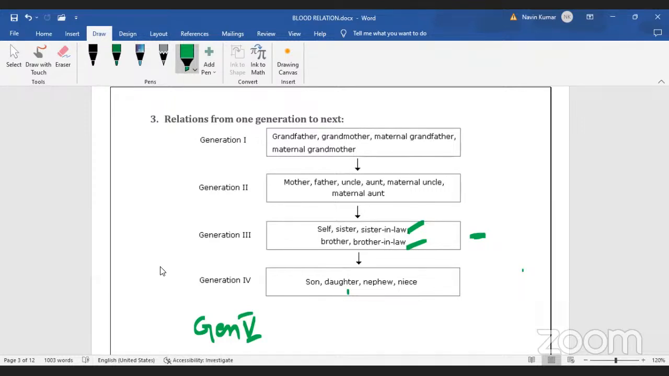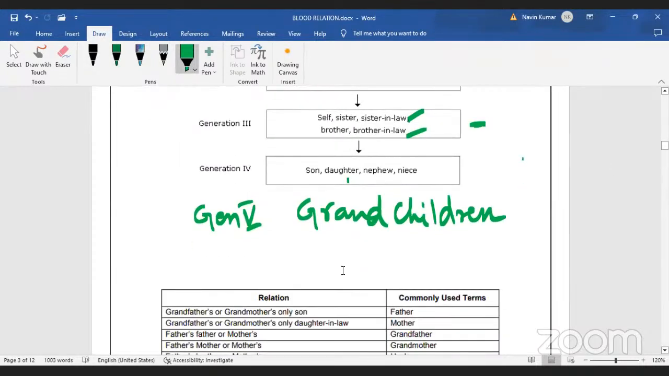Tell me what will be in generation 5. What should I write here? Grandson. Correct. Grandchildren, grandson, granddaughter, basically kids, grandkids. I will write grandchildren. It will be grandchildren. So these are the 5 generations.